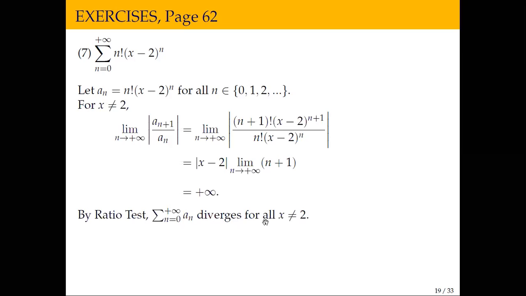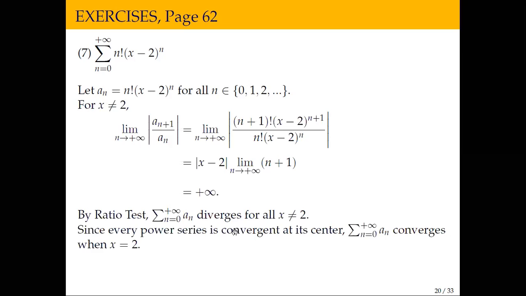by the ratio test. Now recall that every power series is convergent at its center. So in return, this infinite series converges when x is equal to 2, which is your center. Therefore, your radius of convergence must be 0, and your interval of convergence is the set containing your center. And this is our conclusion for number 7.